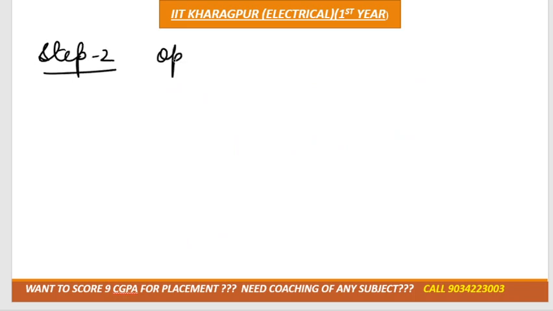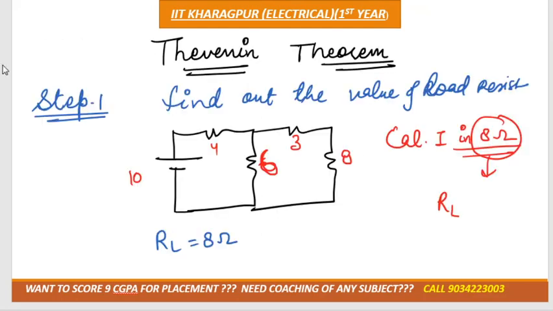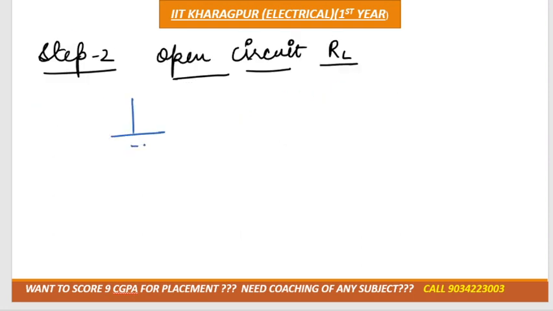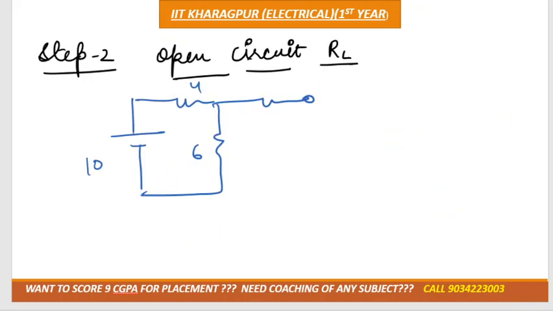we have to open circuit RL. Open circuit RL means we need to remove the RL, 8 ohm, completely. The rest of the diagram will be the same: 10 volt as it is, 4 ohm as it is, 6 ohm as it is, and this one is 3 ohm as it is. Just mark it always as A and B terminals. So these two terminals are open circuit. Understood?